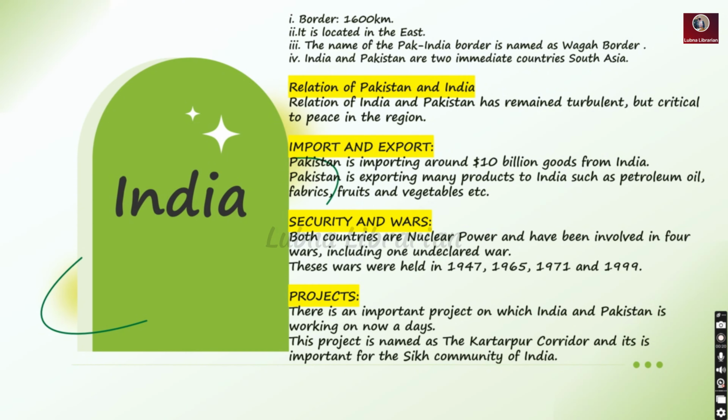Relation of Pakistan and India. The relation of India and Pakistan has remained turbulent, but is critical to peace in the region. Import and export. Pakistan is importing around $10 billion of goods from India. Pakistan is exporting many products to India such as petroleum oil, fabrics, fruits and vegetables etc. Security and wars. Both countries are nuclear powers and have been involved in 4 wars, including one undeclared war. These wars were held in 1947, 1965, 1971 and 1999.